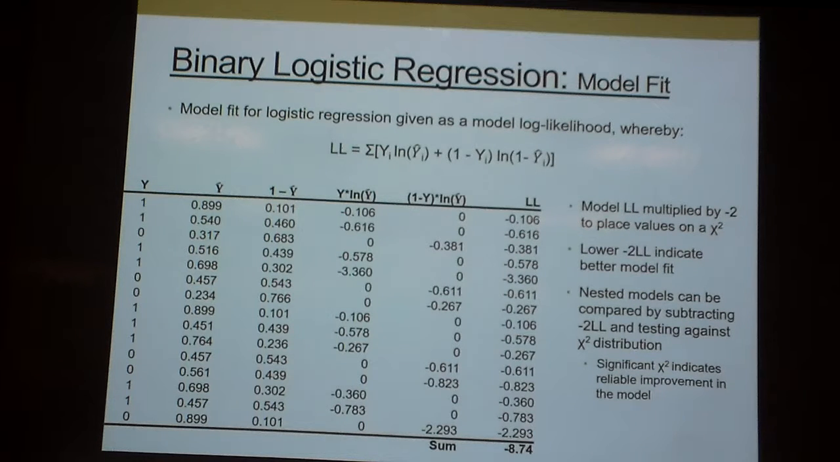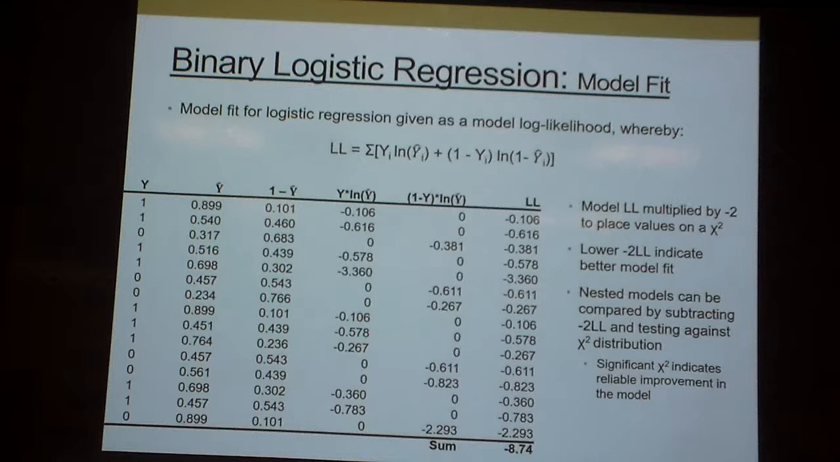And what you're hoping to see is a reliable decrease. You're hoping to find that the difference in those 2 log likelihoods is distributed on a chi-square, with the degrees of freedom being the number of extra parameters in the full model versus the base model.